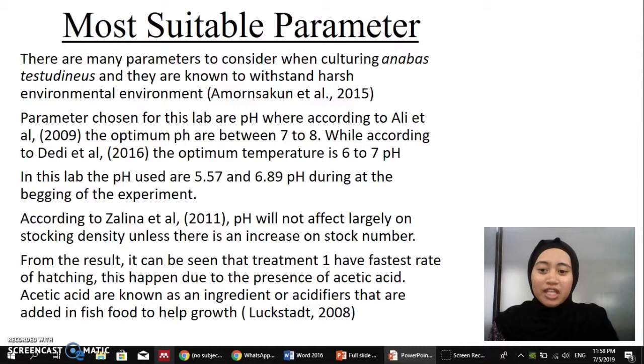From the result, it can be seen that treatment 1 had a faster rate of hatching. This happened due to the presence of acetic acid. Acetic acid is known as an ingredient for acidifiers that are added in fish food to help growth, based on Lockstead 2018.